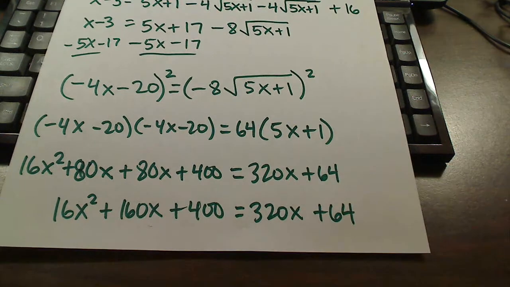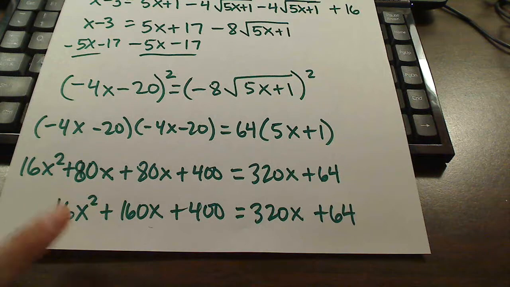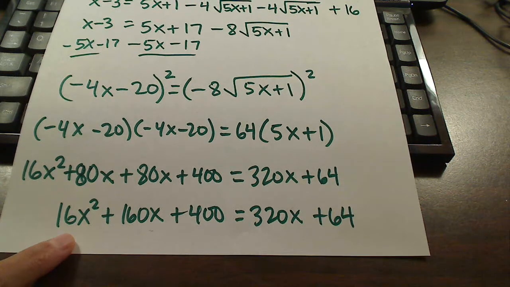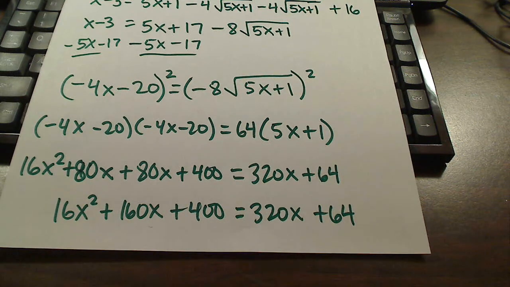Okay, so at this point, we're actually done with the radical portion of the problem in terms of trying to get the radicals out of there. We're left with a quadratic, so we need to solve this quadratic. And solving any quadratic, we're going to want to generally set it equal to 0, and then either factor or use the quadratic formula. Okay, so I'm going to go ahead and get another piece of paper here.